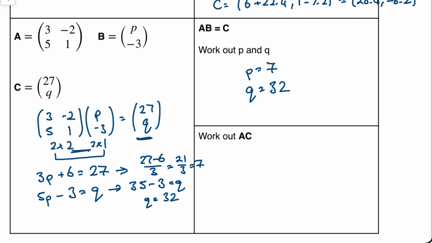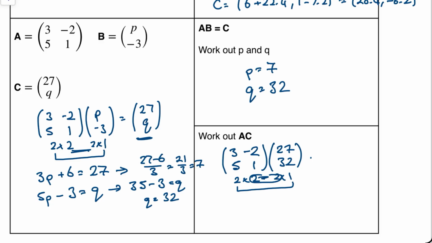And then it says work out AC. So remembering that I now know what q is, I can say that AC is going to be (3, -2; 5, 1) multiplied by C, which is (27, 32). Now again, even though I've just done this, I'm going to do this again. So this is a 2 by 2, and this is a 2 by 1. These numbers are the same, so therefore I can multiply the matrix, and the new matrix is a 2 by 1, which looks something like this.